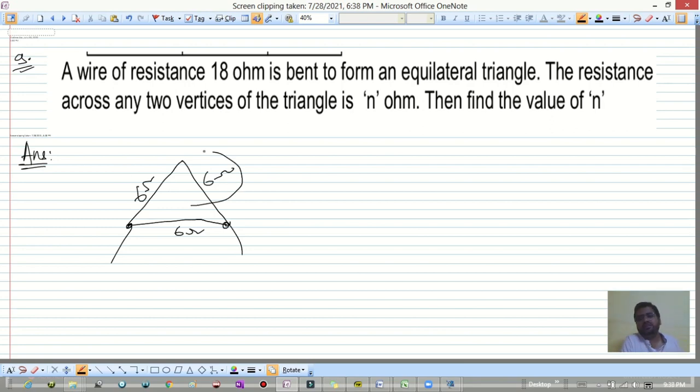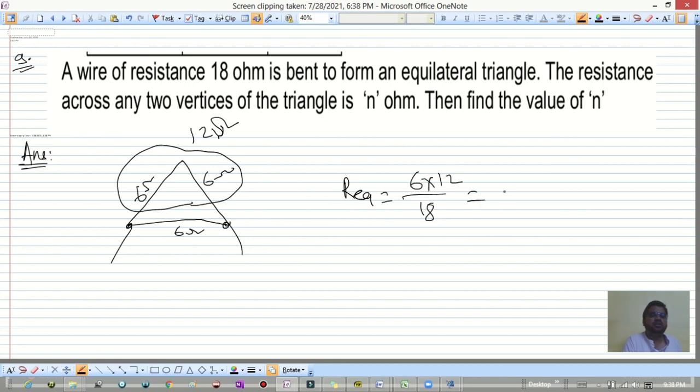So this 6 plus 6 we have 12 ohm, and this 12 ohm and this 6 ohm are in parallel. So what is R equivalent over here? 6 into 12 divided by 18, which is equal to 4 ohm. 4 ohm is the answer. So N ohm given, N is equal to then what? 4 ohm. So I hope this is clear.